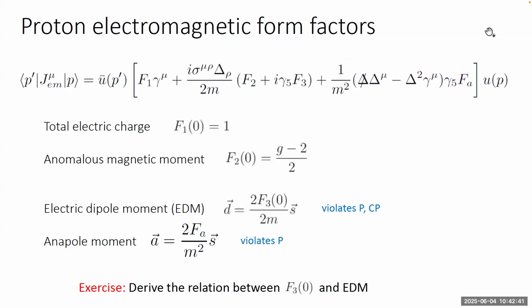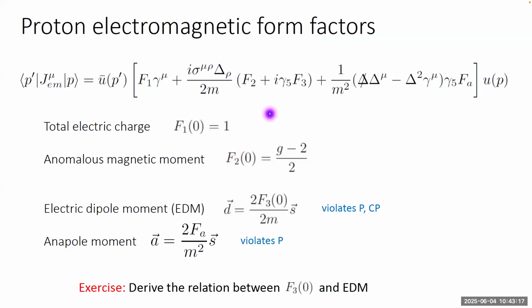Let me tell you the physical meaning of this. F1 should be familiar. If you take zero momentum transfer, this should be 1. It should be normalized to the electric charge of the proton, which is 1 in this case. If this was a neutron, this should be 0. The second term is also very familiar. If you take the value at zero momentum transfer, it should give you the g-2 of the proton, that is, the anomalous magnetic moment.